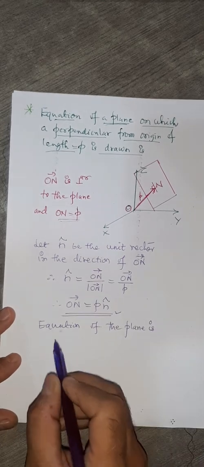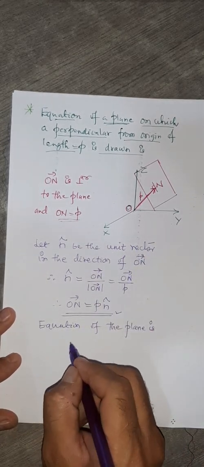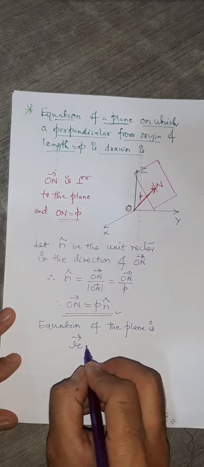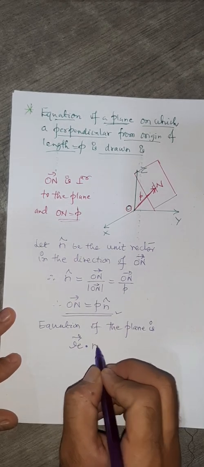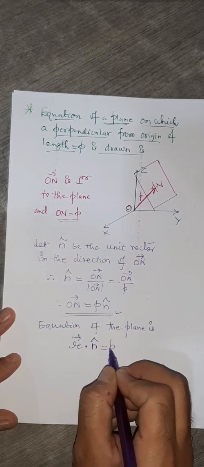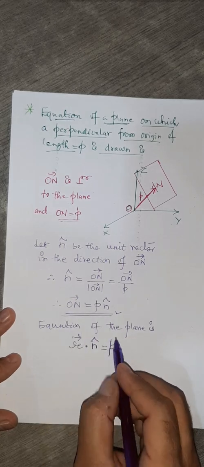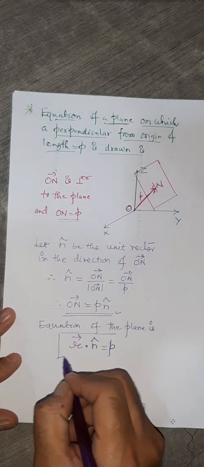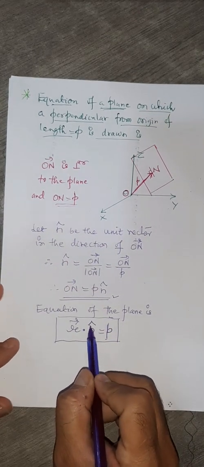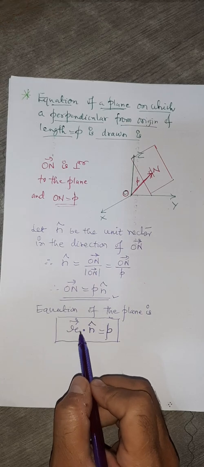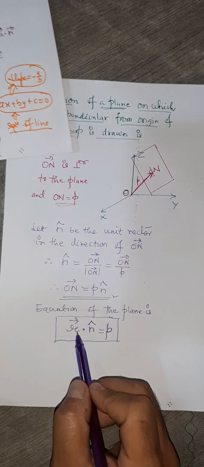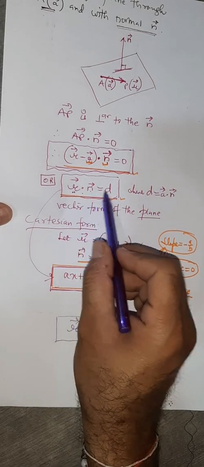is this. I'm not showing that theory portion. I'm writing directly here. Vector r, you know, it is always there. Dot n cap equals small p, remember. If you use this concept, you will get this. Don't get confused with this n cap and the earlier form we had. Which form was that? It was r dot vector n equals d.